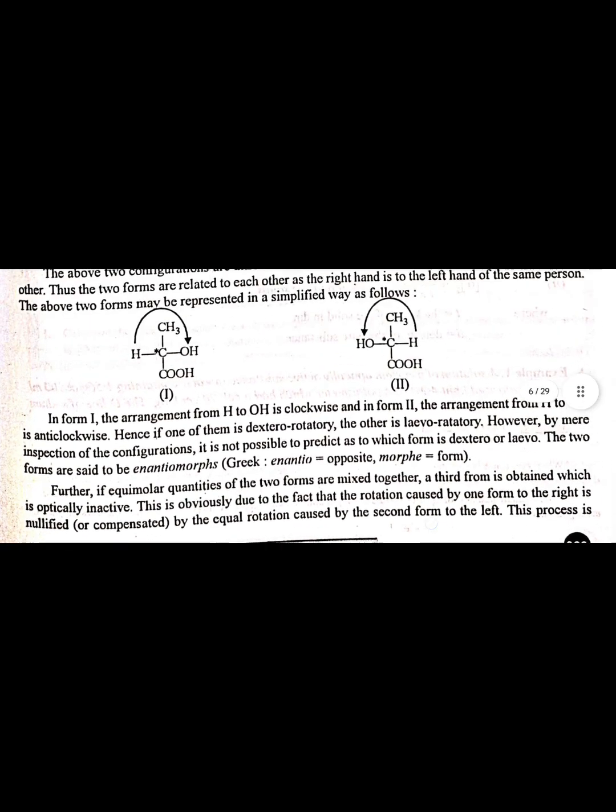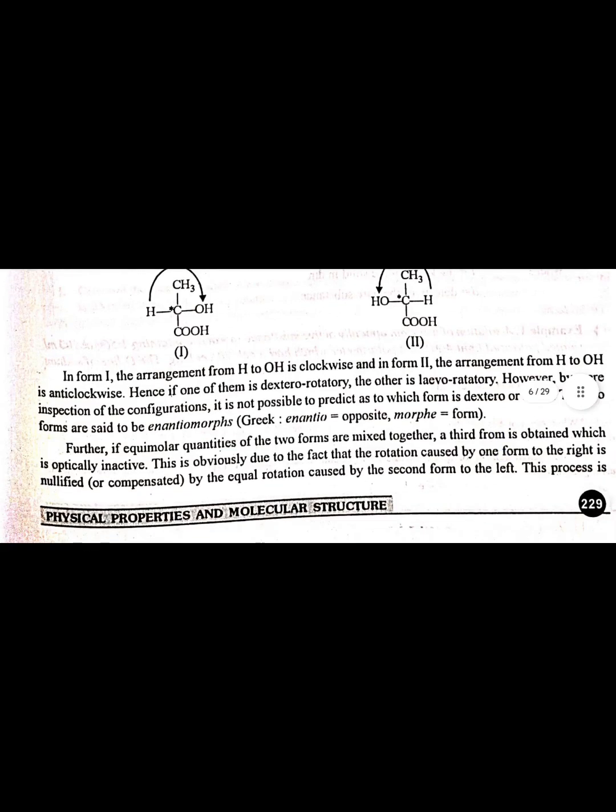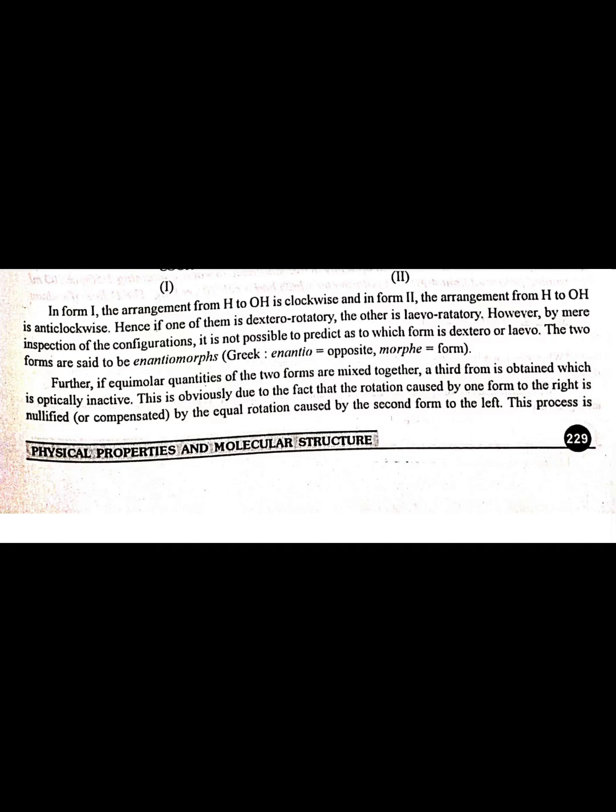In form 1, the arrangement from H to OH is clockwise, and in form 2 the arrangement from H to OH is anticlockwise. Hence, if one of them is dextrorotatory, the other is levorotatory. However, by mere inspection of the configuration, it is not possible to predict which form is dextro or levo. The two forms are said to be enantiomorphs. Greek: enantio equals opposite, morphe equals form.